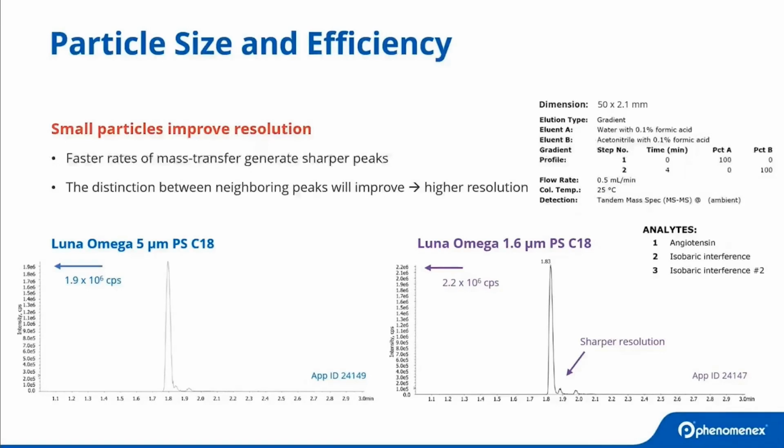In this case, we are comparing 5-micron particles with a 1.6-micron particle, and we actually were able to achieve resolution of a problematic impurity. Again, same sample, same instrument conditions, same column dimensions, same morphology with respect to Luna Omega PS C18. In addition to achieving that sharper resolution, once again, take note of the improvement towards sensitivity.